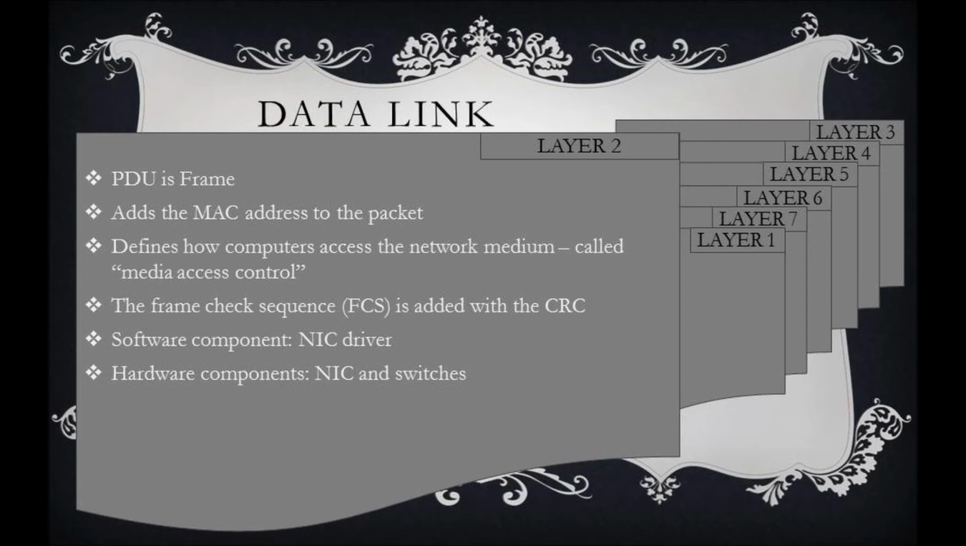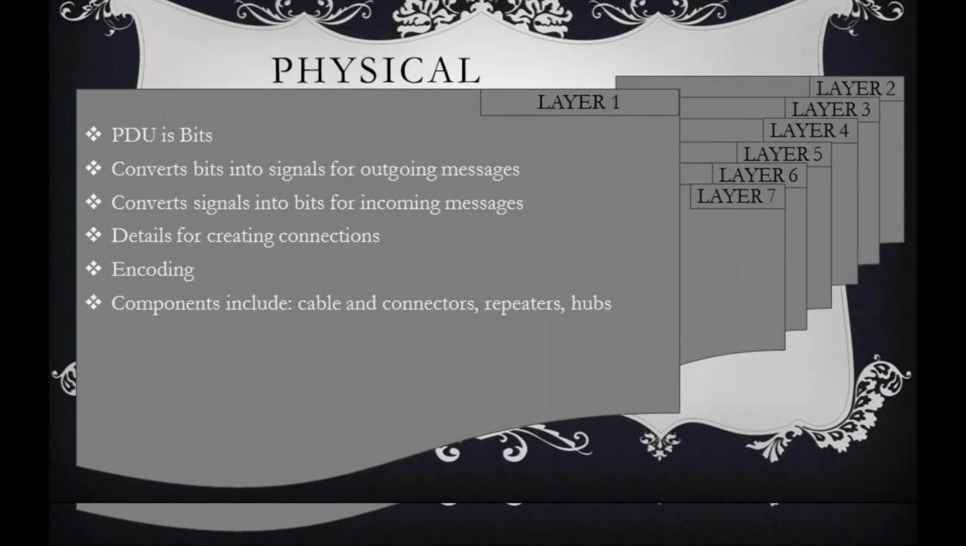The software component of this layer is the network interface card driver. The hardware components are the network interface card and switches. Problems occurring in the data link layer include collisions and invalid frames. Another problem at this layer results from trying to use incompatible network technologies such as token ring and Ethernet on the same local area network.